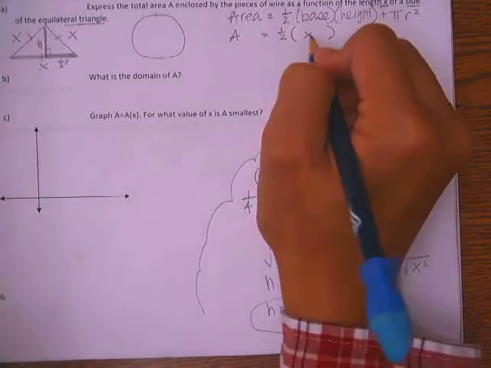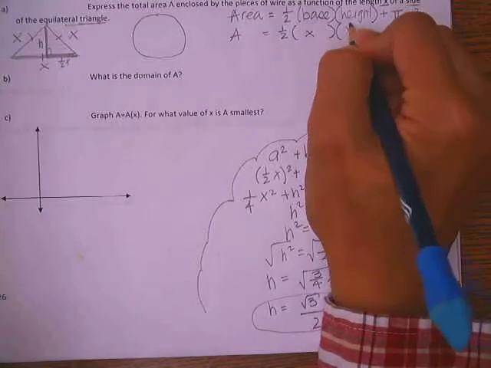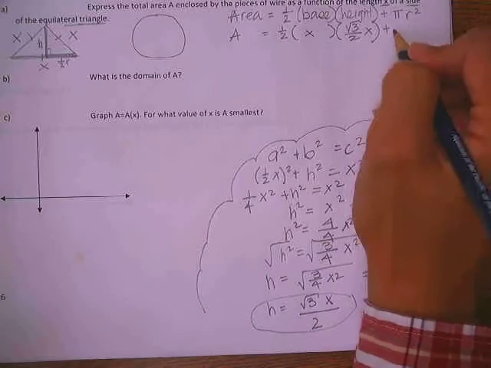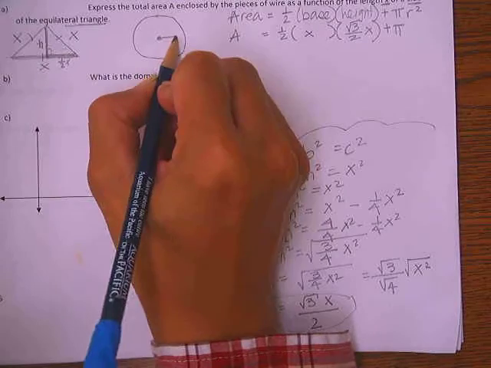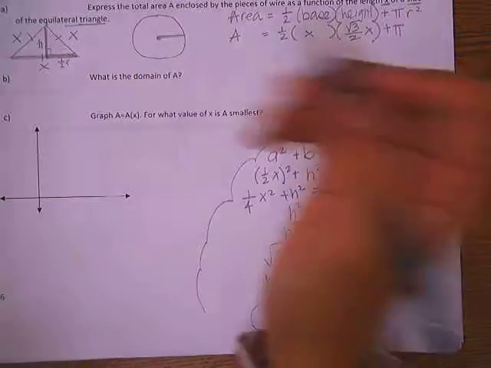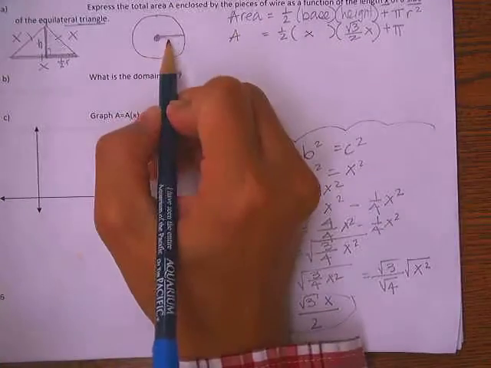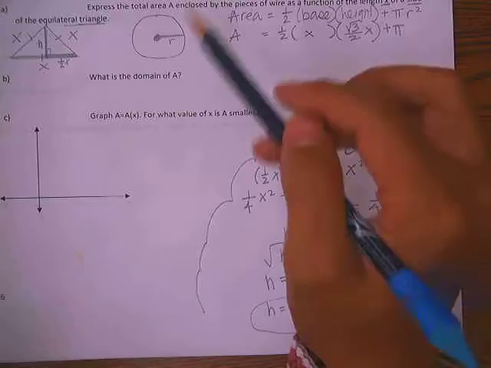So base is now an x. Height is normally h, but because we have to put it in terms of x, height is radical 3 over 2 x, okay, plus pi. Now I have to get rid of, so here's your radius, okay. Now your radius is this, whatever r is, but I can't have r. It all has to be in terms of x.